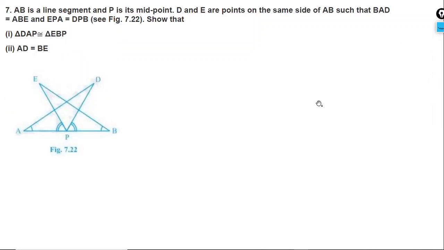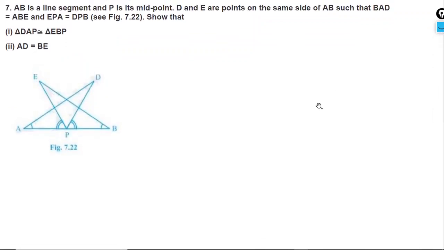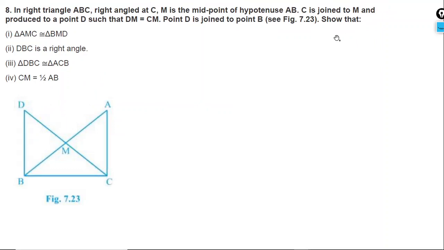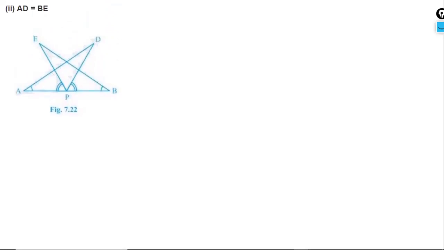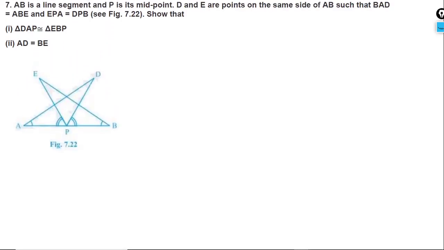So is this the last question? No. Okay, question number 7. Let's try it out. Let's read the question. AB is a line segment and P is its midpoint. Look at the figure. Here it is AB, a line segment, and P, this is the point P. P is its midpoint, so that we can say AP is equal to BP.